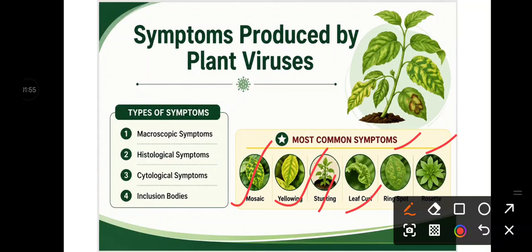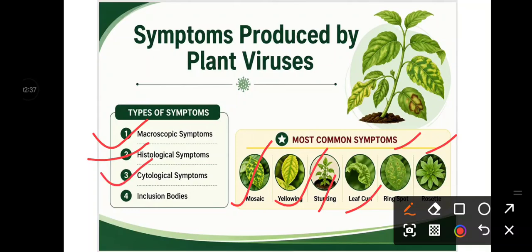We have classified the symptoms produced by viruses on plants into 4 major categories. First, the macroscopic symptoms. Macroscopic symptoms are large enough to be visually inspected by our normal human eye, like leaf spot, yellowing, mosaic. Then histological symptoms. Histological symptoms are symptoms at tissue level that the virus produces, like hyperplasia, hypoplasia. Okay, we will discuss that.